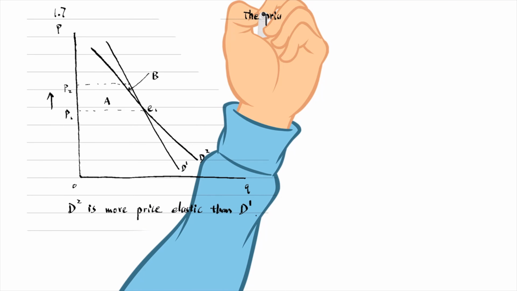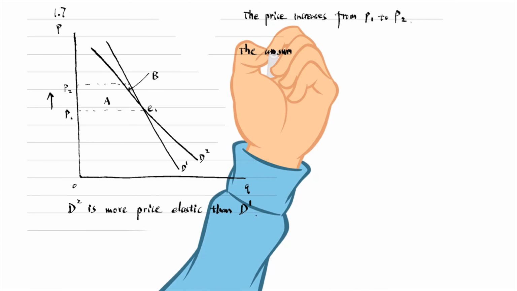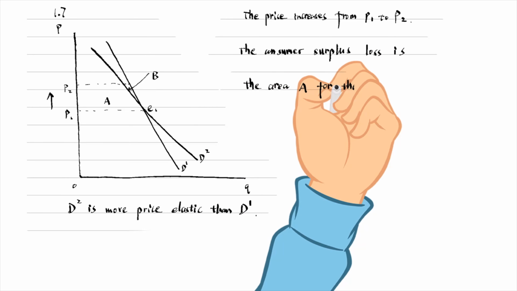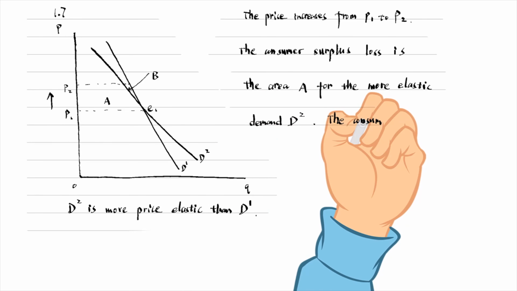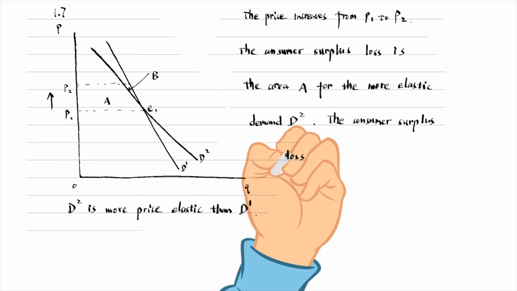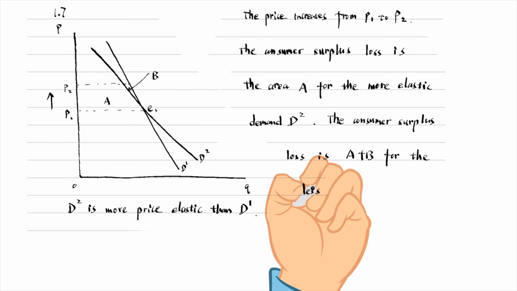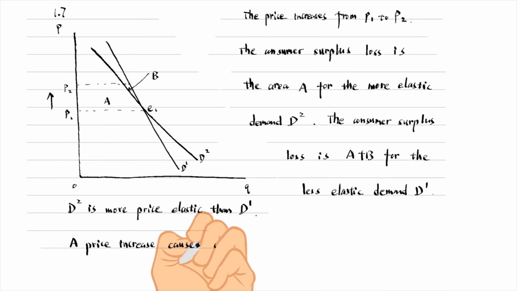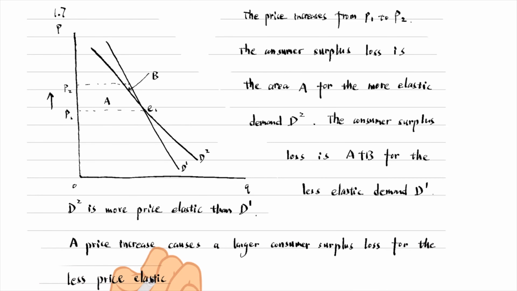The price increases from P1 to P2. The consumer surplus loss is the area of A for the more elastic demand D2. The consumer surplus loss is the area of A plus B for the less elastic demand D1. In other words, a price increase causes a larger consumer surplus loss for the less price elastic demand.